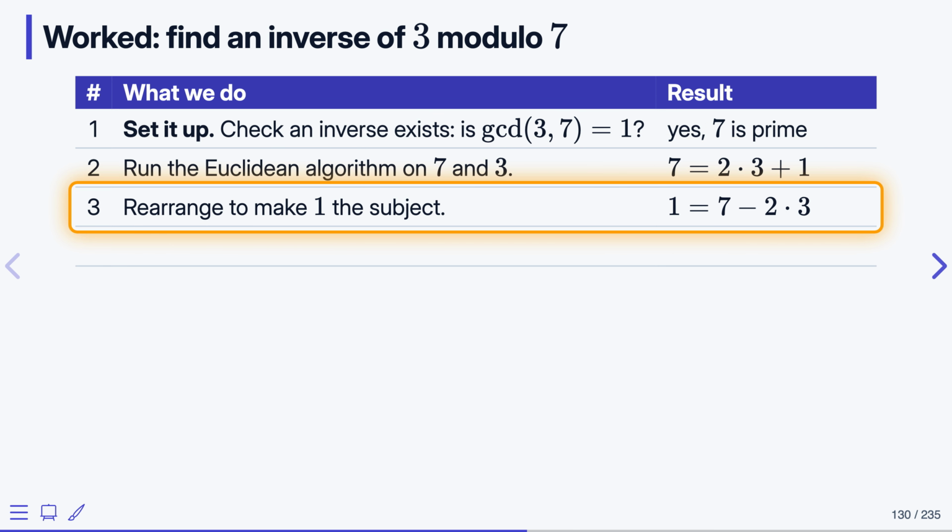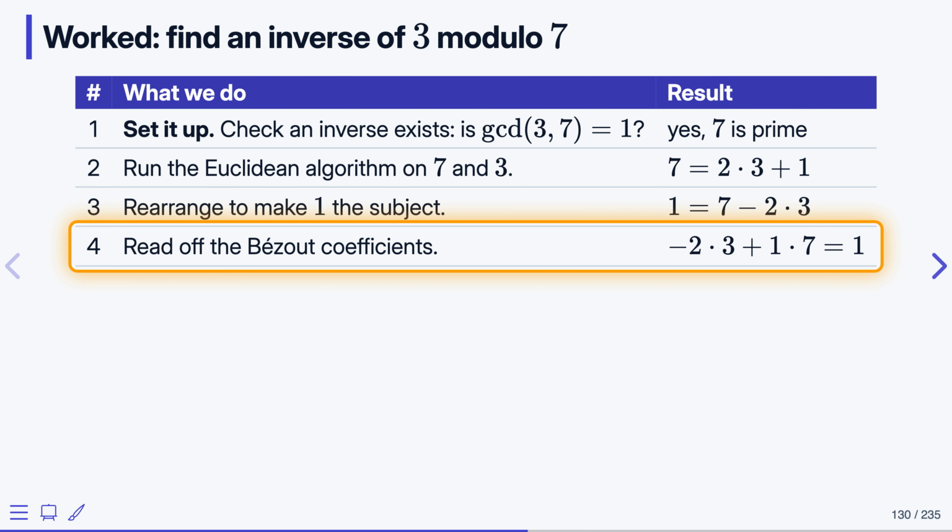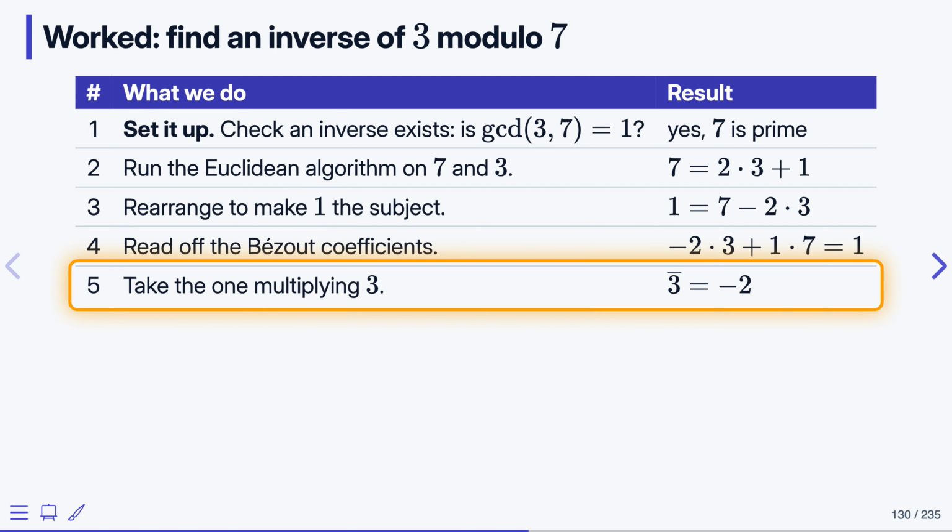Step 3. Rearrange to make 1 the subject. 1 equals 7 minus 2 times 3. Step 4. Read off the Bezout coefficients. Minus 2 times 3 plus 1 times 7 equals 1. Step 5. The inverse is the coefficient sitting next to the 3, so 3 bar is minus 2.